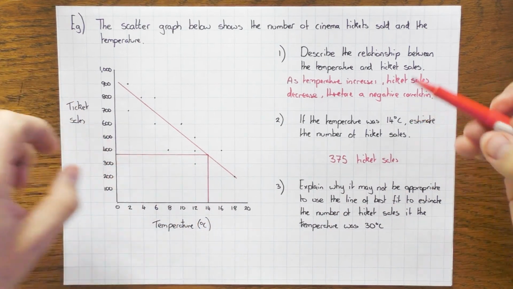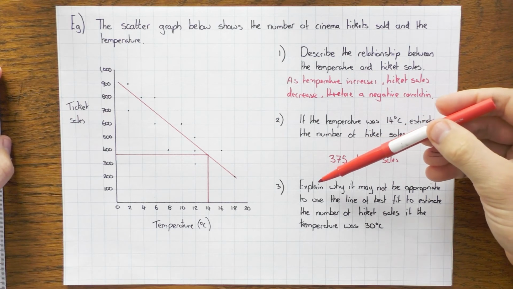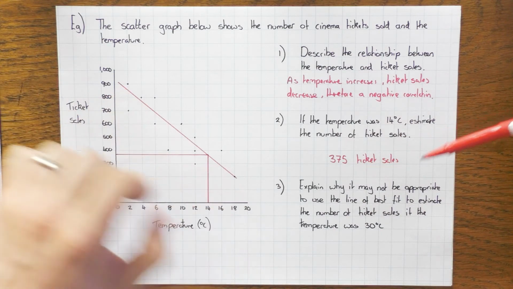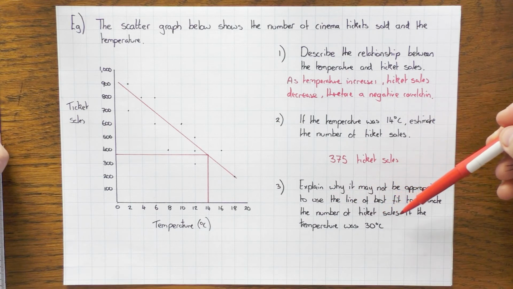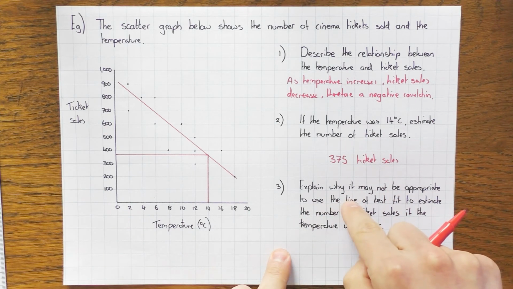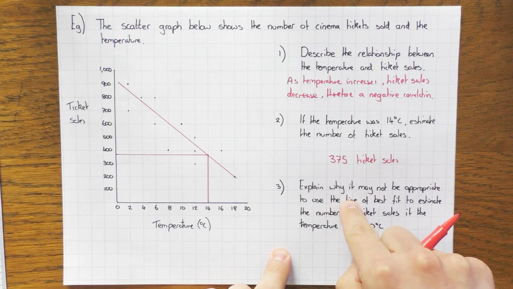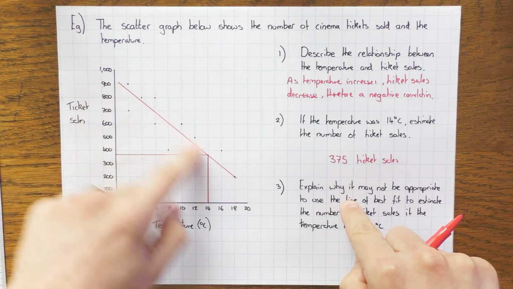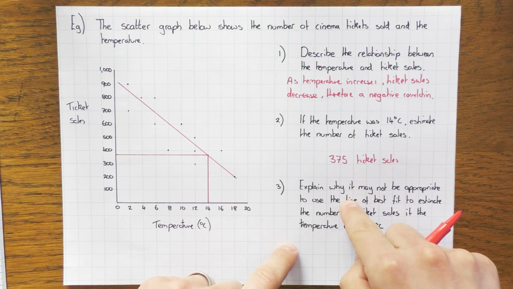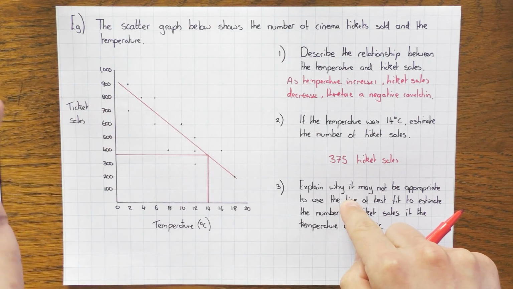And then finally, this one here, they love to put this on at the end of questions these days. Explain why it may not be appropriate to use the line of best fit to estimate the number of ticket sales if the temperature was 30 degrees. So 30 degrees obviously would be over here. So why would it be inappropriate? Well, for starters, it probably will go into negative ticket sales, which obviously will be irrelevant.